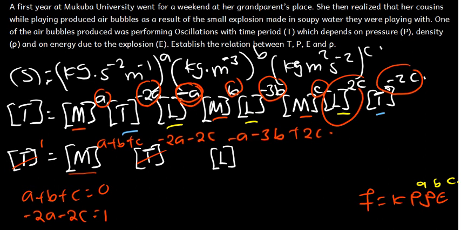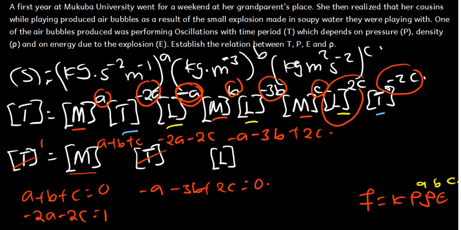Next we go to L. We don't have L on the left hand side, meaning it is 0 that side. So we are going to remain with negative a minus 3b plus 2c. It has to be equal to 0. Now from this point here, my goal is to find the values of a, b, and c. After finding those values, I need to plug them into this equation. Then that will be our formula.